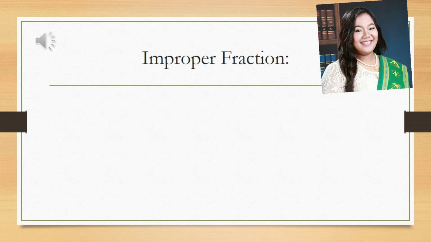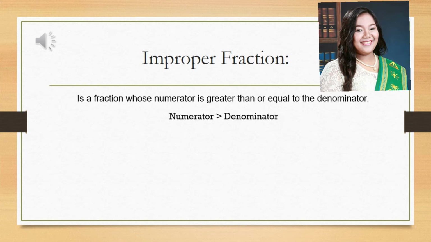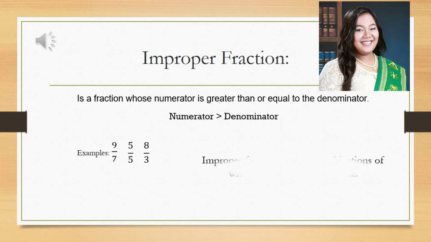An improper fraction is a fraction whose numerator is greater than or equal to the denominator. Examples, we have 9/7, 5/5, and 8/3. As you can see, the numerator is bigger than the denominator. Improper fractions denote combinations of wholes and parts of the whole.